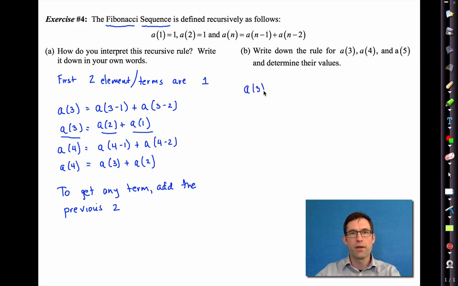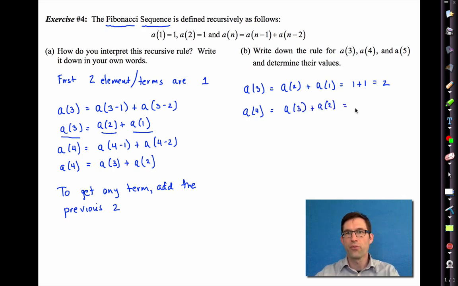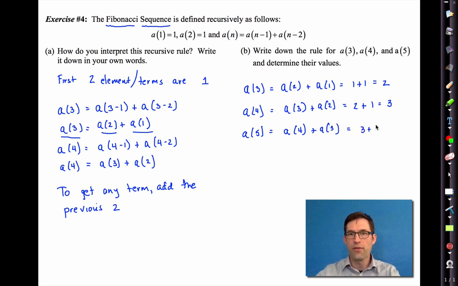So A of 3 is going to be A of 2 plus A of 1, and both of those are 1. So A of 3 is 2. A of 4, on the other hand, is going to be A of 3 plus A of 2. Let's see, A of 3 was 2. A of 2 is 1, so that's 3. And A of 5 is going to be A of 4 plus A of 3. Let's see, A of 4 is 3. A of 3 is 2. So that's going to be 5.